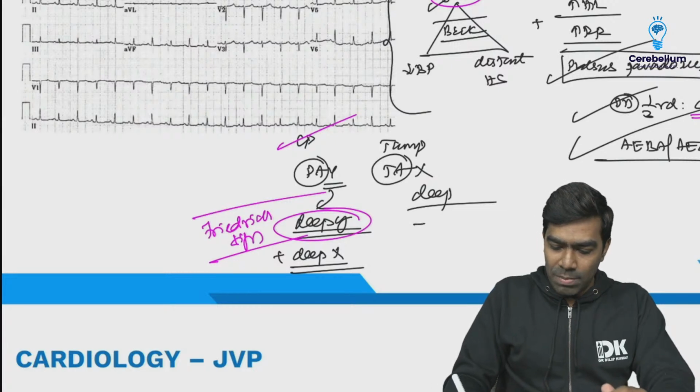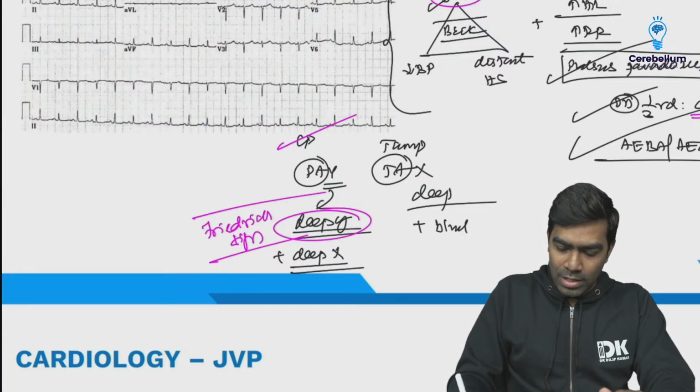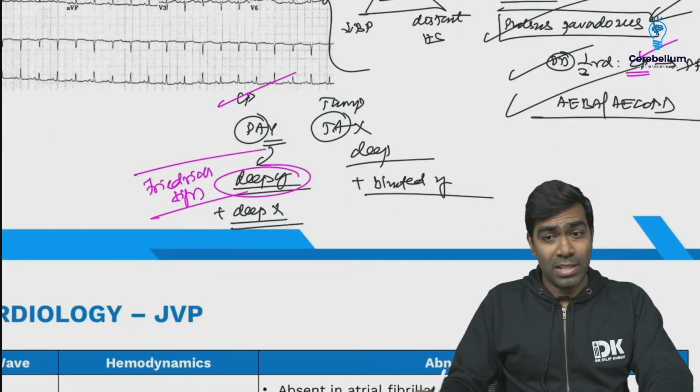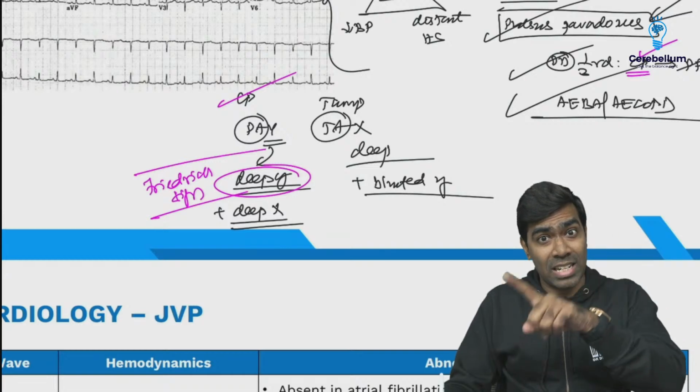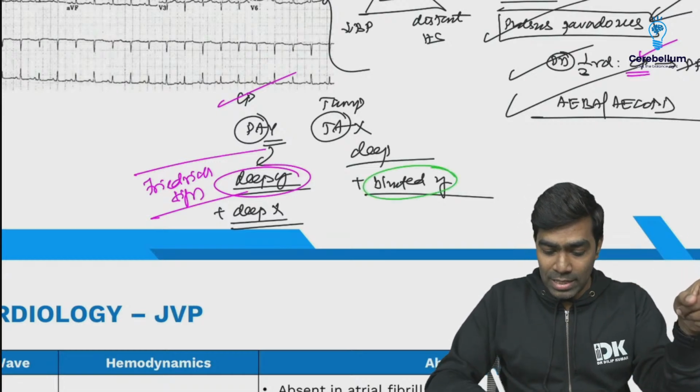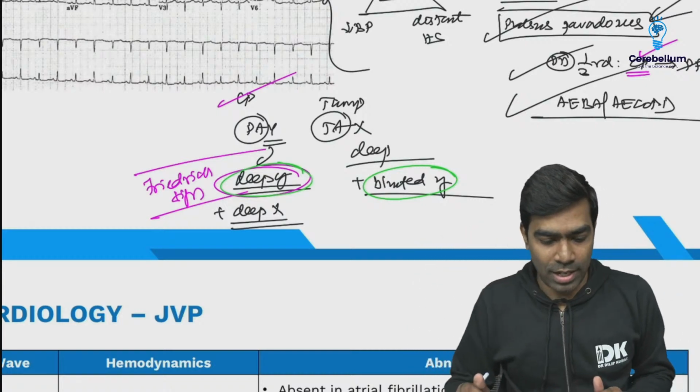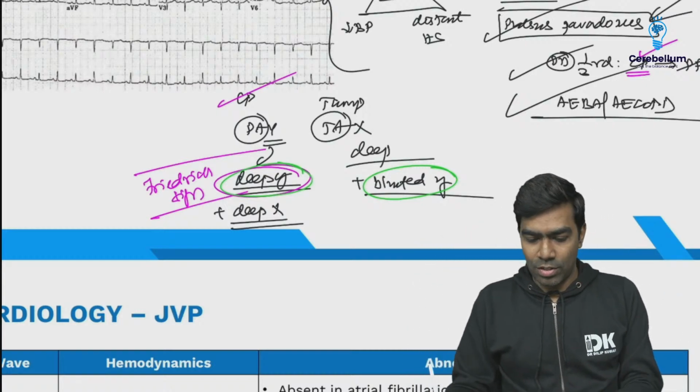So in tamponade, deep X plus blunted Y, whereas in constrictive pericarditis, deep Y plus deep X. But what differentiates constriction from tamponade? It's the Y descent. That is the reason why the deep Y descent in constrictive pericarditis is called Friedrich sign. Okay, so this is typical.